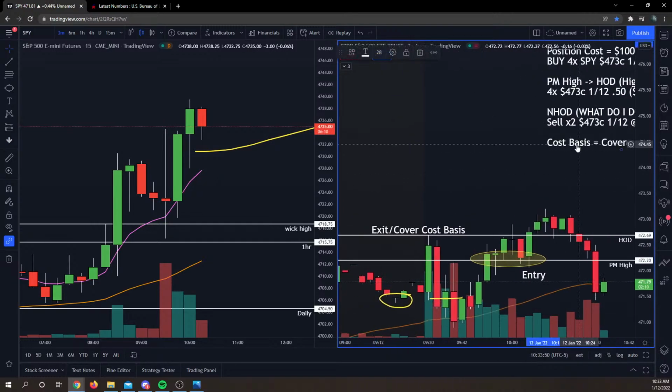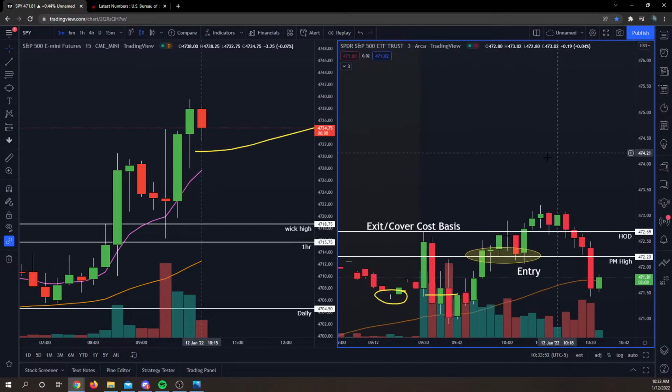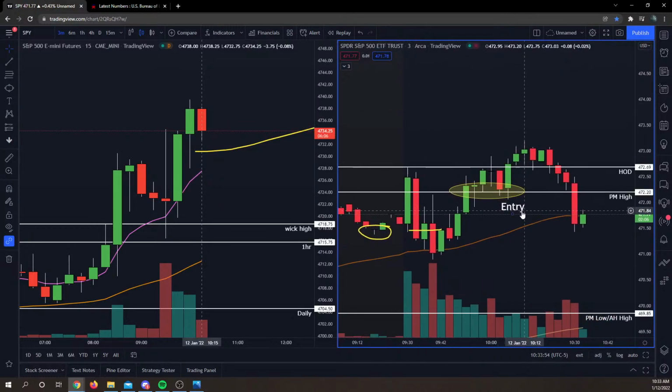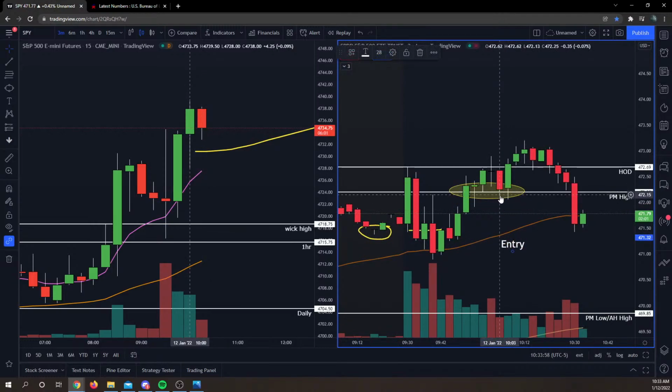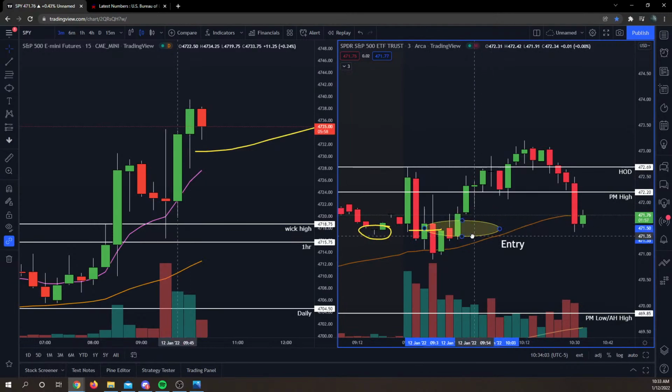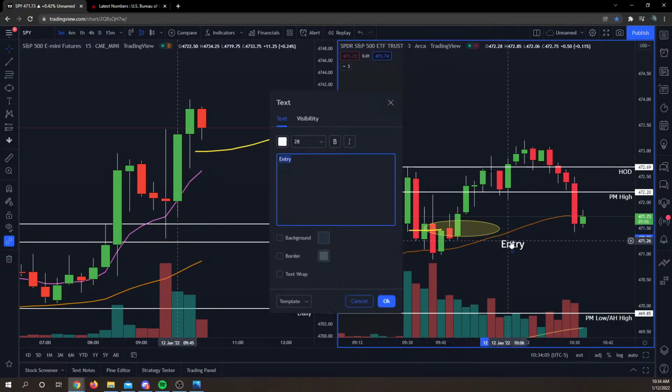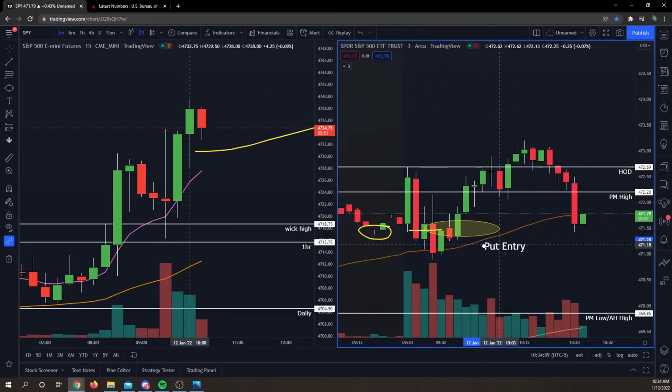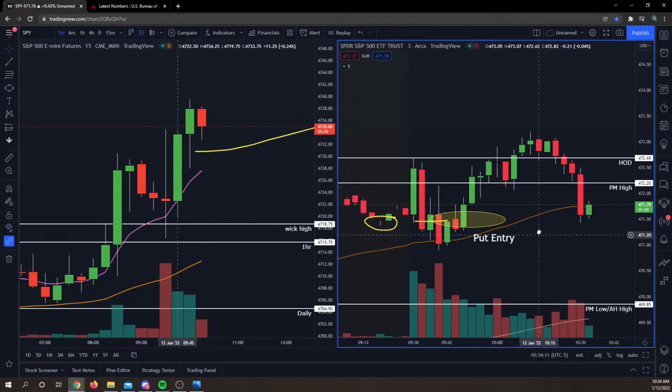I'll actually take this chart and break it down a little bit more for that put play earlier. So we'll say that our entry was down here. This was our put entry. Okay, put entry, and this is about scaling here. This was our put entry.